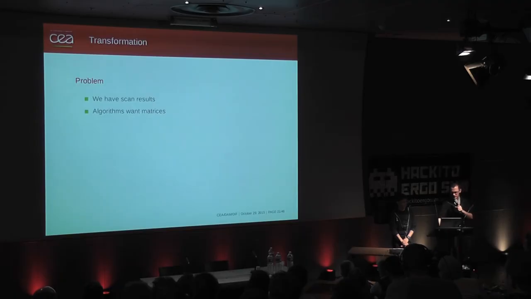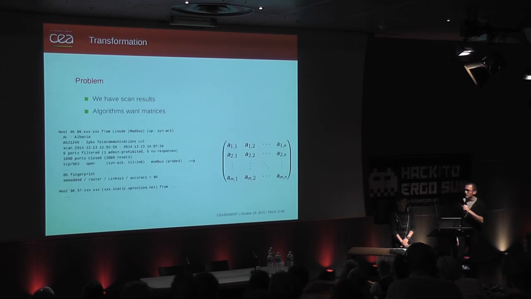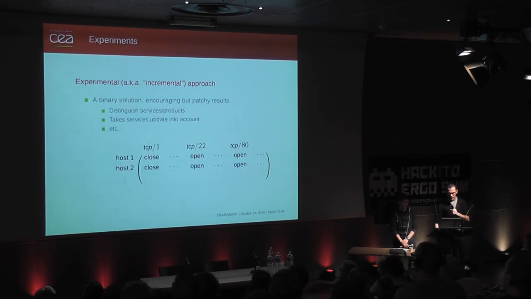So we have two problems. The first one is that what we have is scan results, Nmap results, as we showed before. And what the algorithms that are already written want as input are matrices. So the hard work is how to transmute the scan results into algorithm matrices. The difficult part is to do that relevantly. So we had several approaches for that. We can say experimental or incremental if you're optimistic.